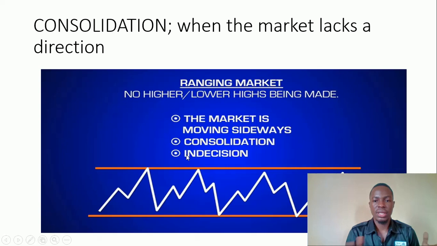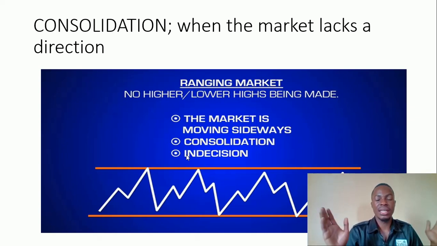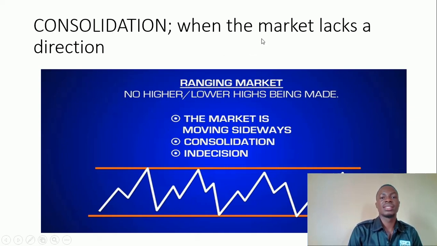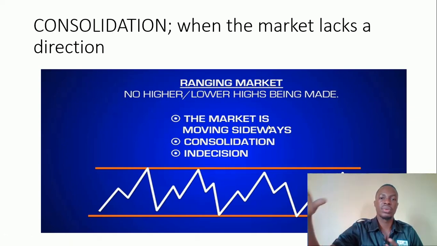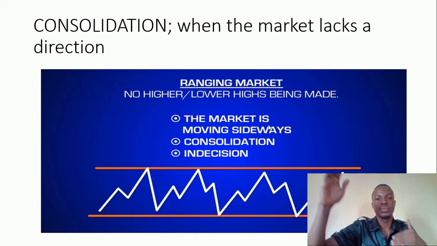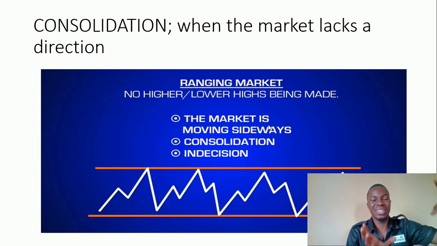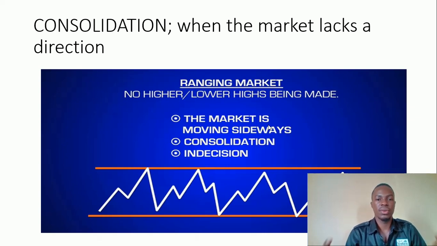Consolidation. I told you there are two types of trends, the uptrend and the downtrend. So there are points in the market when the market is neither making an uptrend or a downtrend. The market is just ranging or moving from side to side or showing indecision. This period is known as consolidation and is said to be when the market lacks a direction. So unlike in an uptrend where price is moving upward steadily, or in a downtrend where market is moving downward steadily, in a period of consolidation, price moves sideways.